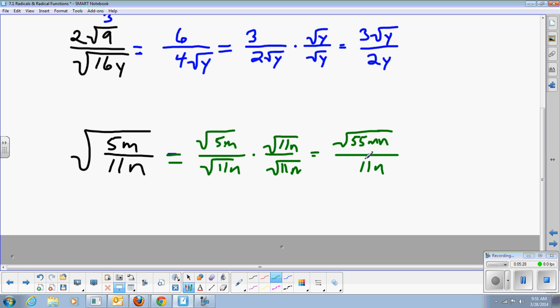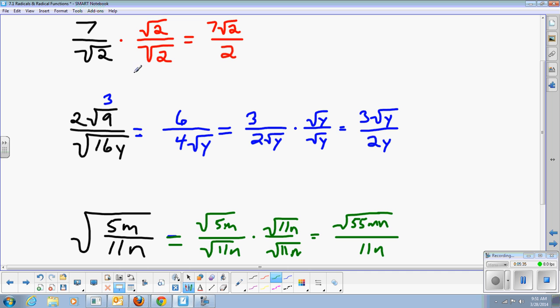Now your irrational has been moved out of there. It's up to the top. This is how we're going to start dealing with rationalizing denominators. We have just a plain, simple fraction. This is our method of doing it.